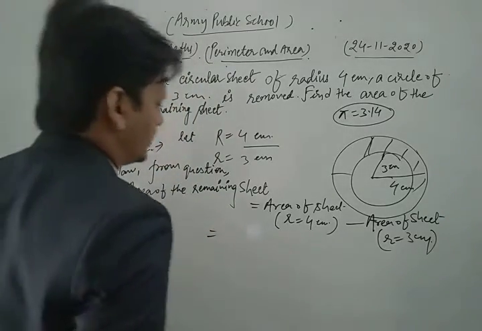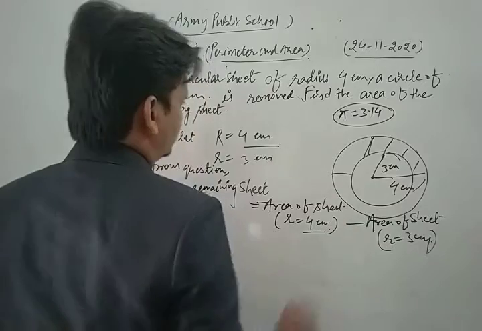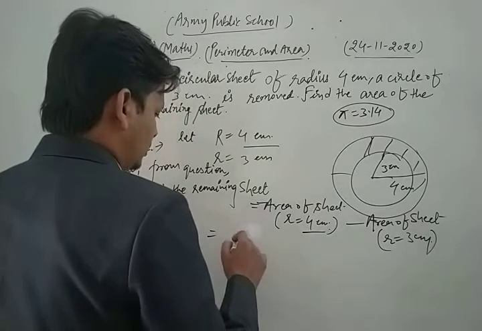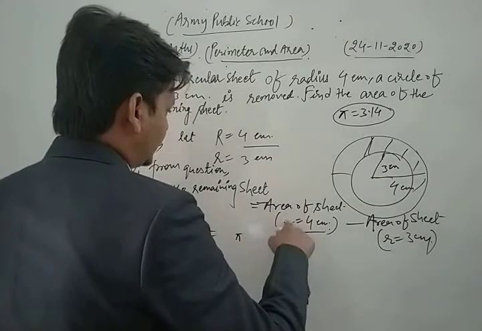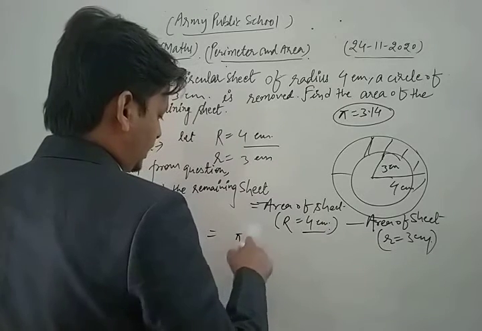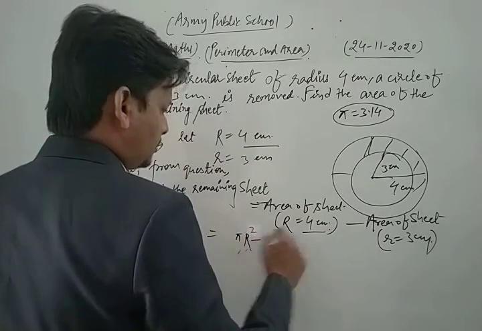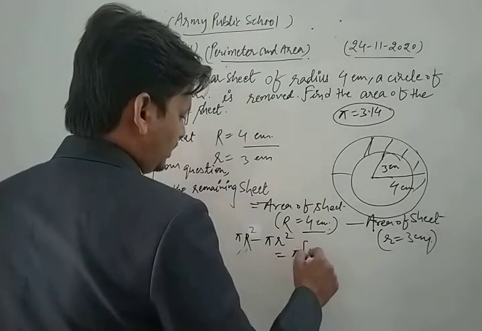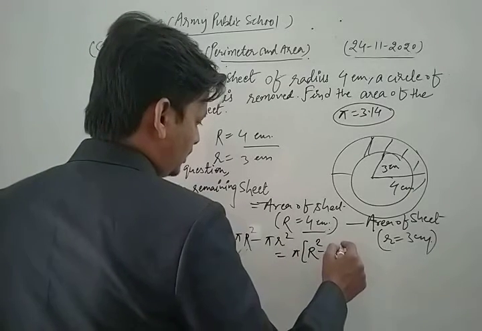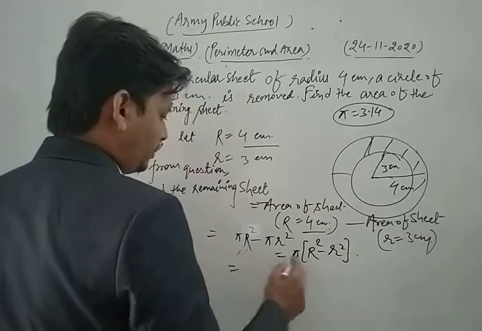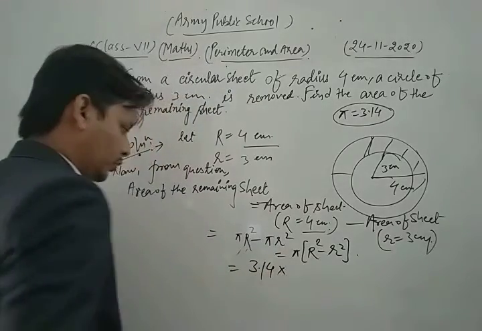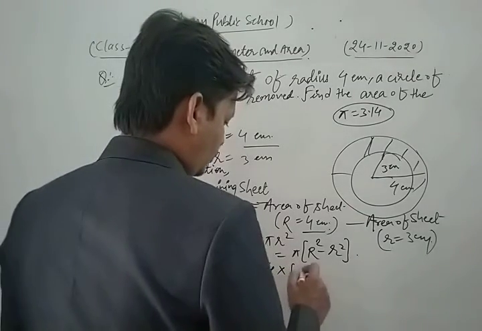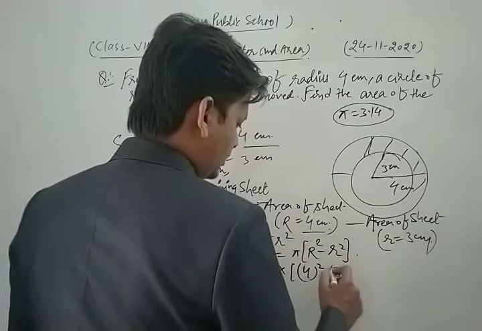Now let's see. The area of a sheet of radius 4 centimeter is what? What is the formula for that, dear friends? Pi r square. Yes. So here we write capital R: this is pi R square minus this is pi small r square. So we take pi as common, and we write capital R square minus small r square. Now we put the value of pi as 3.14 into the value of R square minus r square. Capital R is 4, so we write 4 square minus 3 square.